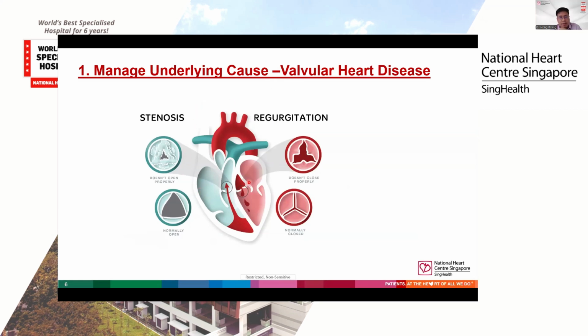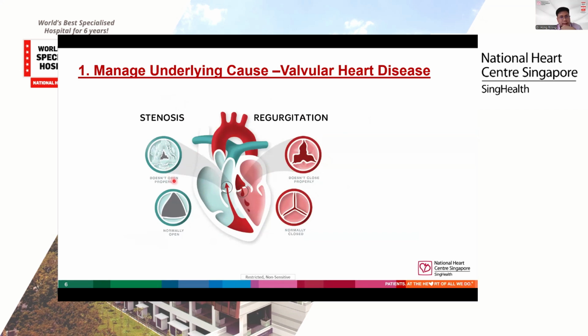Valves are really doors in the heart which allow blood to flow in one direction and not back in the opposite direction. And so, as we know in life, anything that can go wrong sometimes goes wrong. If the door becomes very tight and it's not able to open properly, this is what we call stenosis. If the door cannot close properly, compared to a normal closed valve, this is known as regurgitation.